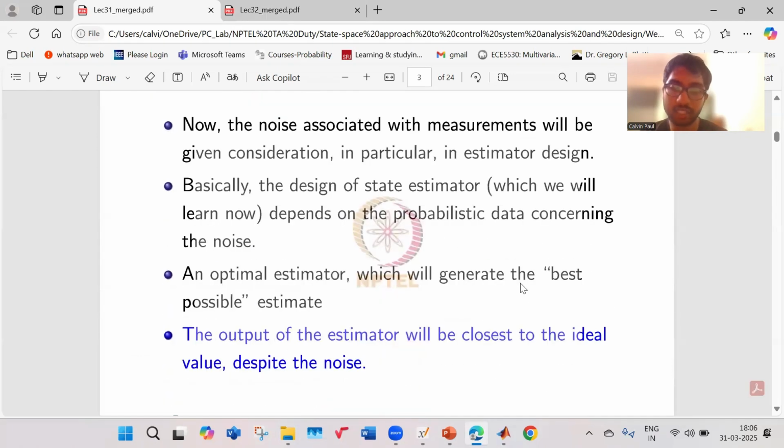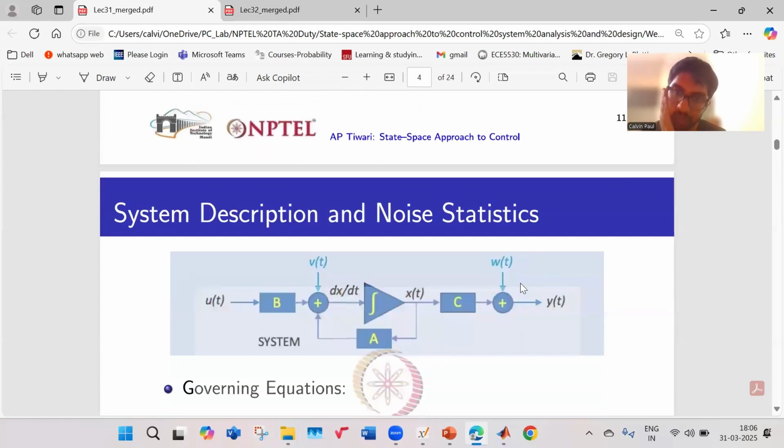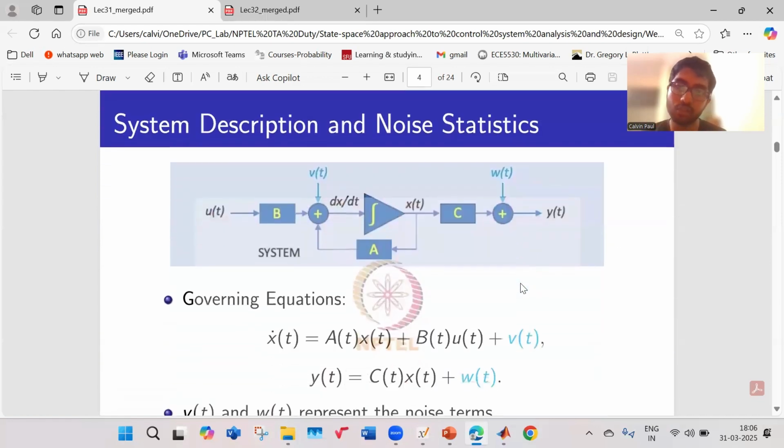Sir had taught state feedback long back, and also said that if we are not able to measure all the states, we will use an observer. The observer will estimate the states, and using those estimated states we can run the closed loop similar to state feedback. We can do the state feedback design and the observer pole placement design separately, as the separation principle is valid. But what happens when there is noise?